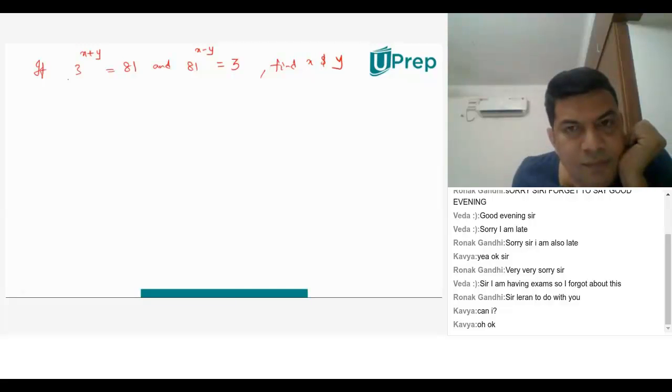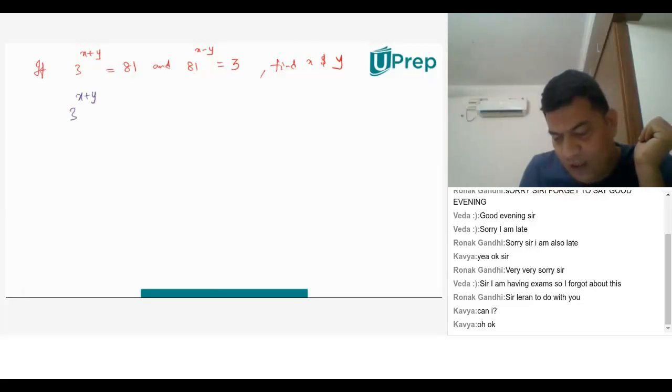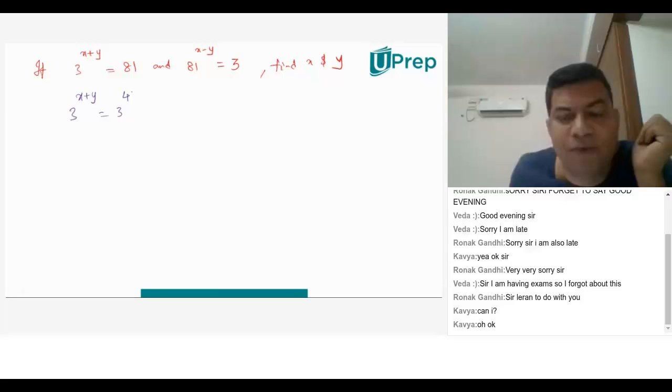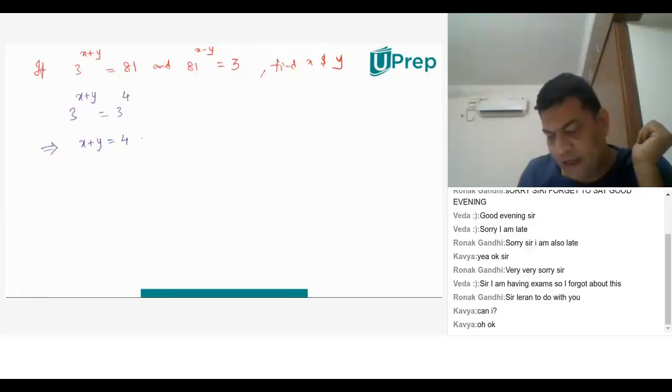We know that 3 to the power of 4 is equal to 81. Wonderful. So what you have done is you have taken the left hand side, 3 power x plus y is equal to 81. You can write it as 3 to the power of 4. Okay, good. You're going in the right direction. Then x plus y is equal to 4. Wonderful. This would imply that x plus y is equal to 4. So this is one of the equations that you will get from this particular expression.